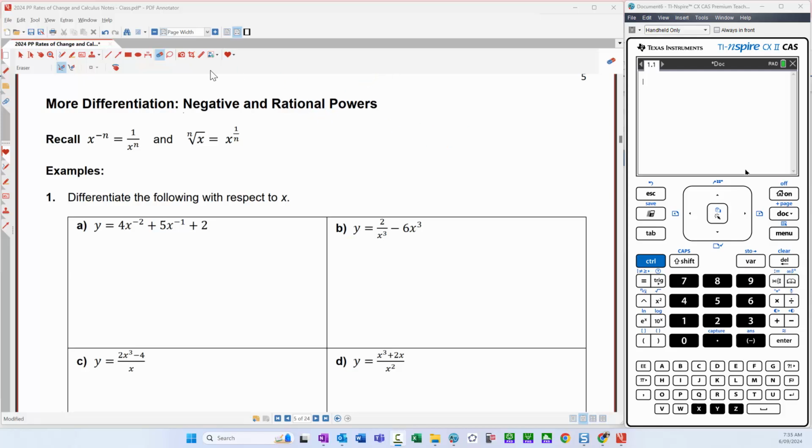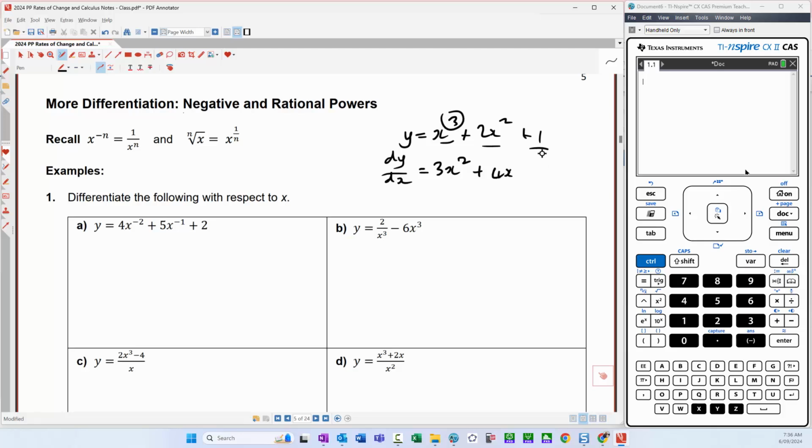Yesterday we began deriving functions that looked like this: y equals x to the 3 plus 2x squared, say plus 1. We were using the derivative by rule process, or what I call the single term derivative rule, which is that to get the derivative we multiply 3 by the coefficient. So we've got 3x squared, and remember we drop that power down by 1. So this one would be 4x, and remember the constant cancels out because the derivative of a constant is 0.